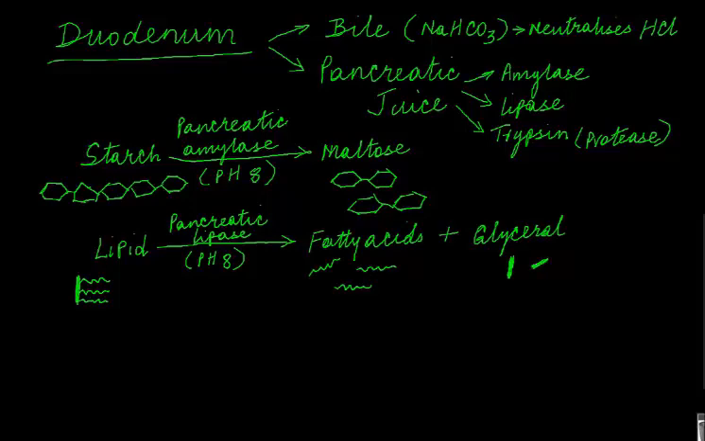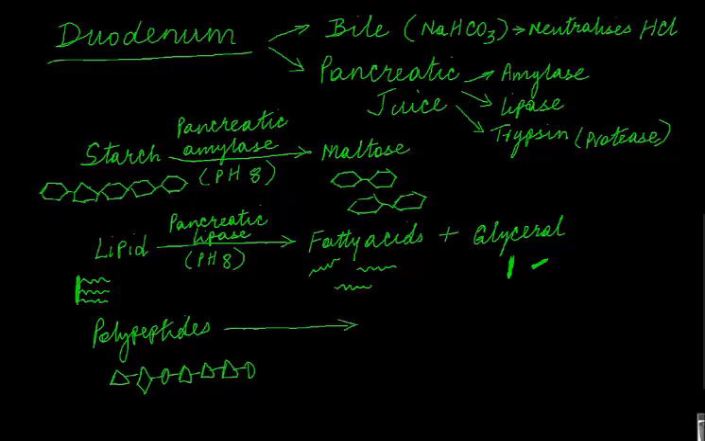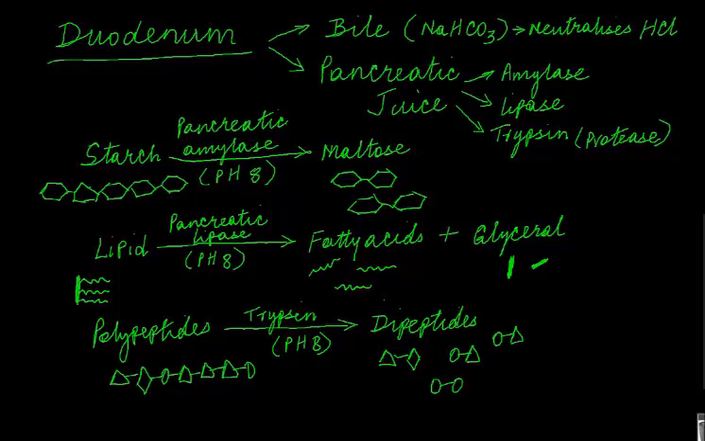And finally, you have polypeptides, and remember the polypeptide was a long chain of amino acids. You remember? It got a little shorter in the stomach, but not completely broken down. Now these polypeptides, with the help of trypsin with a pH of 8, will be broken down into dipeptides. Now dipeptides are pairs of amino acids. So you see, it's all broken down in stages. Is that clear?